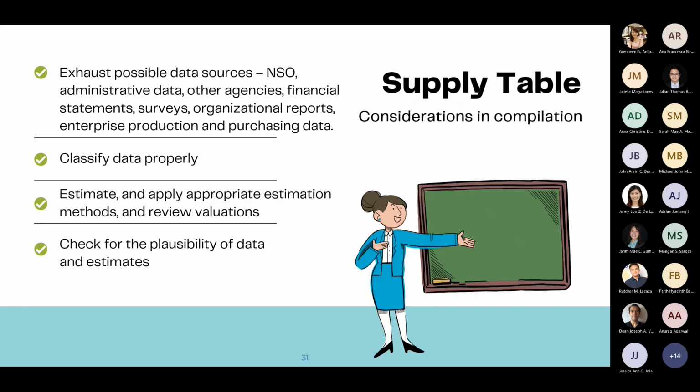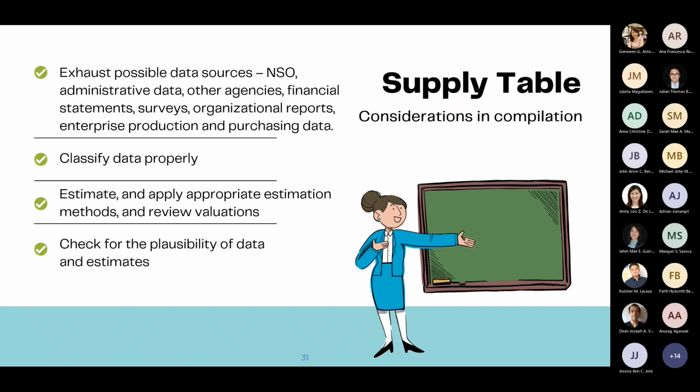So to conclude the discussion on the supply table, once we have our data, we have the domestic output matrix, imports, you've identified the appropriate allocations of trade and transport margins, we have added and subtracted our taxes and subsidies, we are able now to compile a complete supply table. But just to be sure, we must apply these specific considerations.